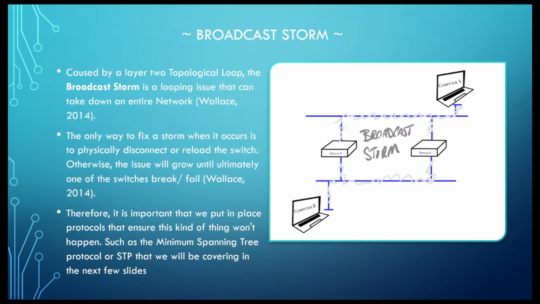All right, so we're going to be looking at broadcast storms. This is caused by a layer 2 topological loop. This is a looping issue that can take down an entire network. The only way to fix a storm when it occurs is to physically disconnect or reload the switch. Otherwise, the issue will grow until ultimately one of the switches breaks or fails. This is why it's so important to put in place protocols that ensure this kind of thing won't happen, such as the Spanning Tree Protocol, or STP, that we'll be covering in the next few slides.